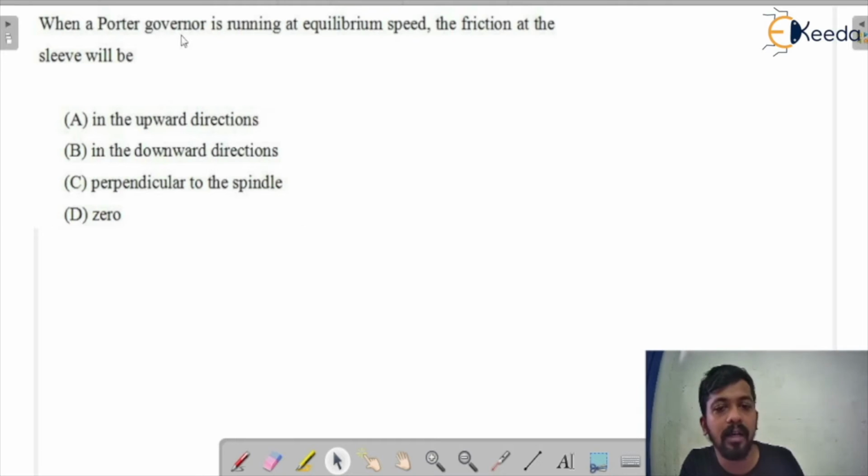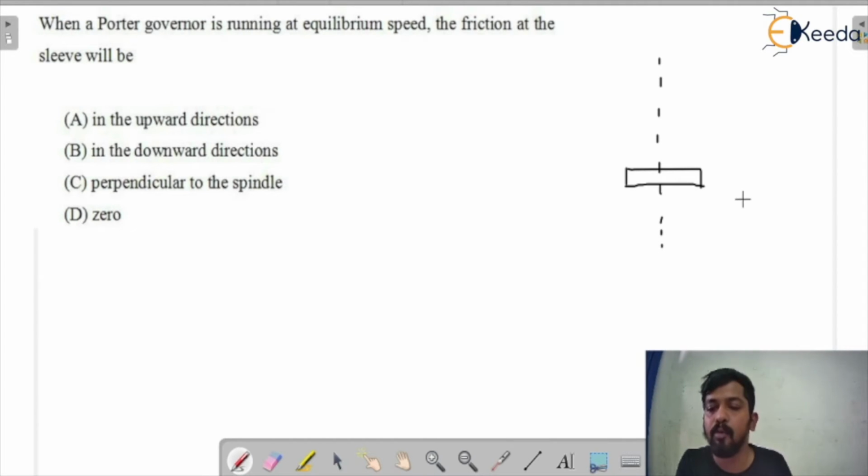See, we all know that this is a Porter governor and the Porter governor has a sleeve. This is the spindle axis, and the sleeve will move in the upward and the downward direction. This is the link which is connected on both the sides.